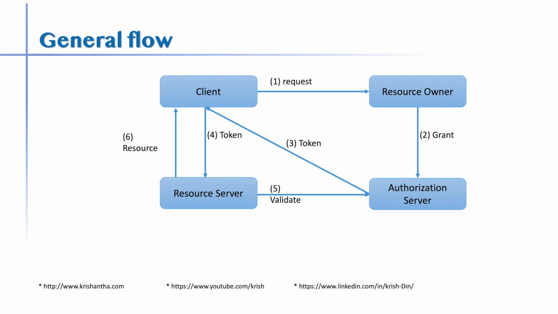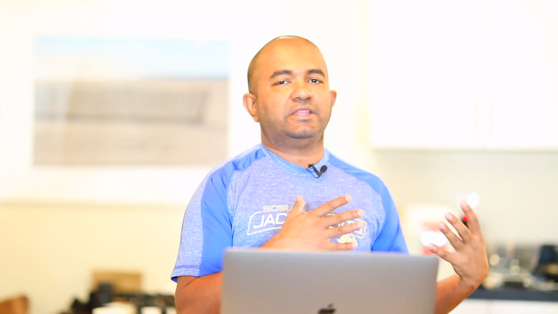This is how this flow works, right? So let me explain again in a simple way. Let's say the client is krishantha.com, a website, and krishantha.com has a separate API cloud. You are granted access to this API cloud, but krishantha.com needs to know who you are and what you can do within this API cloud.